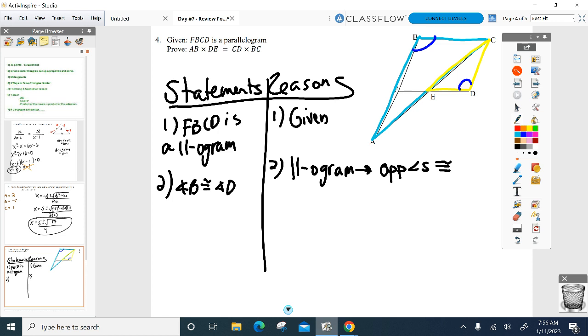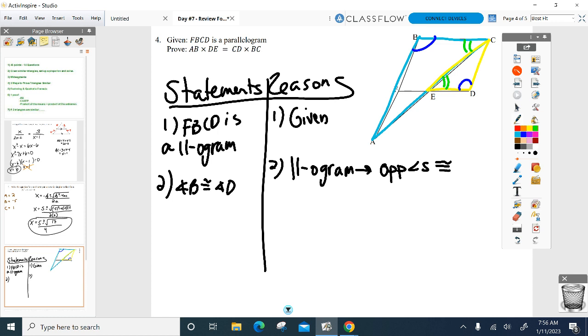BCE and DEC. Or you could have picked A and ECD, all right? Those are alternate interior angles too. Either pair would have been fine.